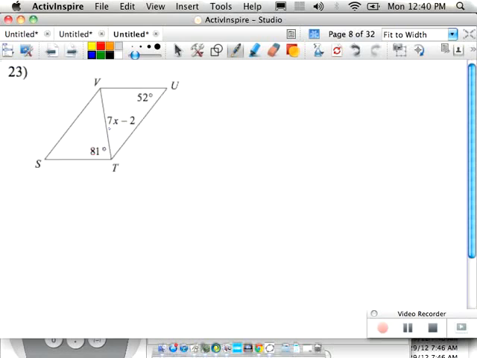Now again, we have this more complex relationship. Just so we're a little clear, the 7x minus 2 goes for this angle here. Angle VTU, you could say. So I'm going to look at the 81 degrees, the VTU, that 7x minus 2, and the 52. And if I add all three of those together, I'm going to get 180. Why? Because I know it's a parallelogram, and a parallelogram has parallel lines, and same side interior angles are supplementary. That's why.